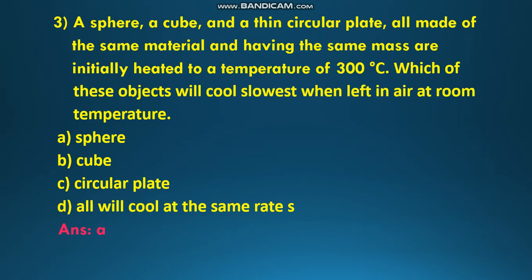The options are A, sphere; B, cube; C, circular plate; and D, all will cool at the same rate. The answer is A, sphere. So the sphere will cool slowest when compared to the cube and circular plate.